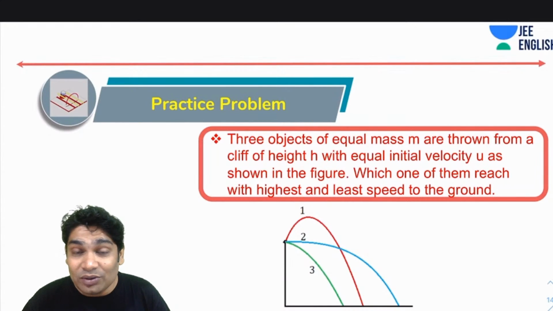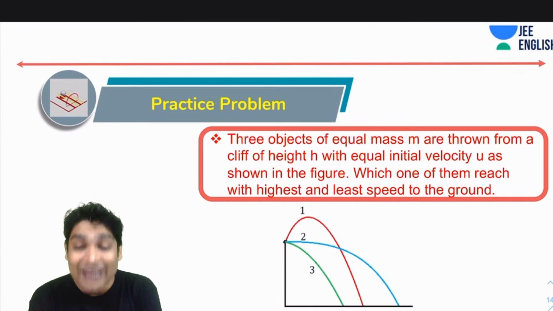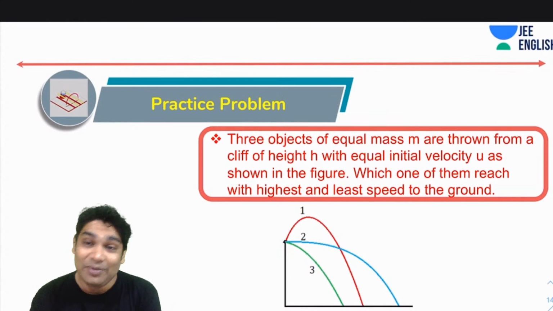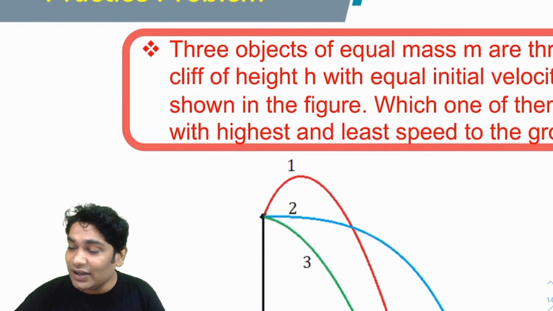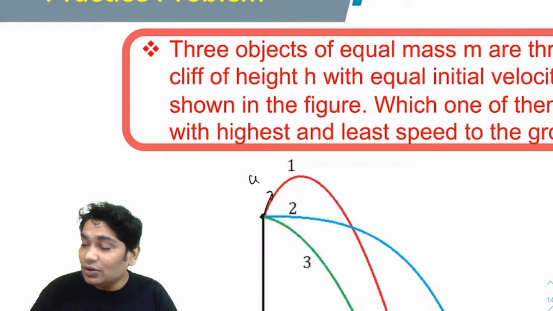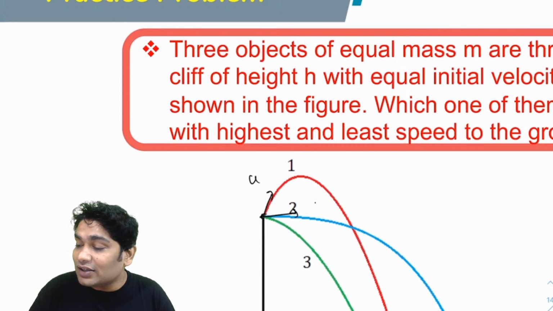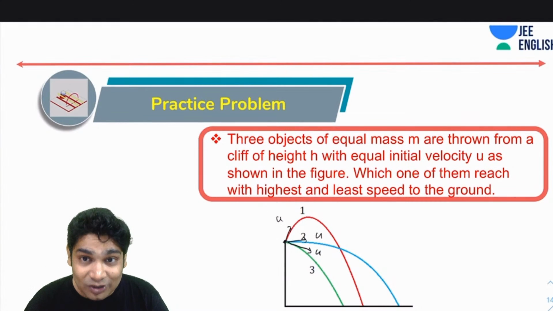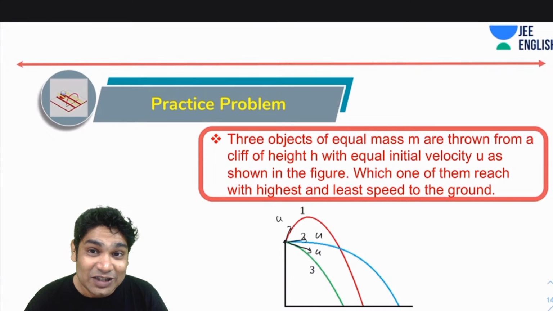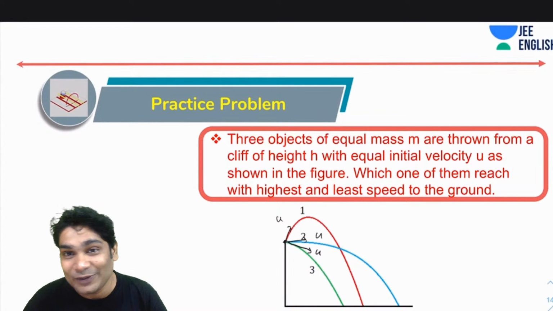What has been told to you? All are of the same mass and all of them are thrown from the same height with the same initial speed but in different directions. One is thrown like this with u, 2 gets projected like this with u, and 3 gets projected like this with u. Which one will reach the ground with the highest speed and which one with the smallest speed?